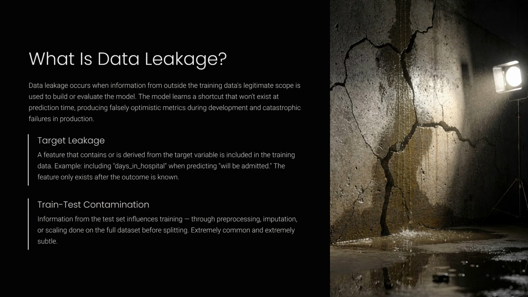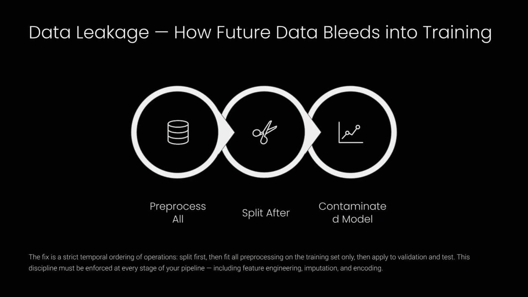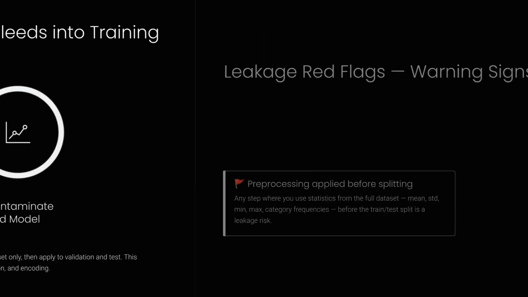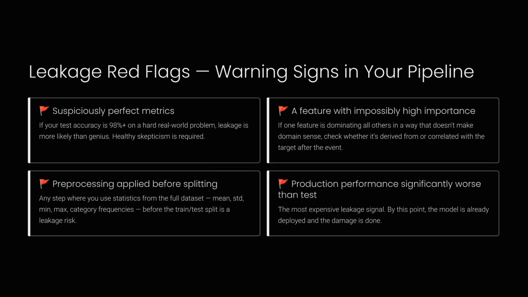Chapter 7 addresses data leakage, often called the silent killer of ML projects. Leakage causes models to perform perfectly in evaluation, but fail catastrophically in production. Data leakage occurs when outside information influences the model. Two main types are target leakage, where a feature is derived from the outcome, and train test contamination, often from pre-processing the full dataset before splitting. When you pre-process all your data first, you contaminate the model. The correct fix is to split first, then fit your pre-processing exclusively on the training set.